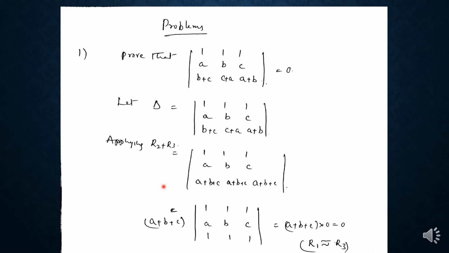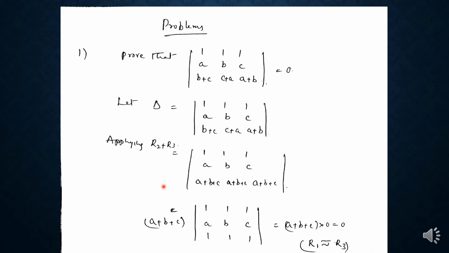Fifth property is, if each element of a row or column is the sum of two or more quantities, then the determinant can be expressed as the sum of two or more determinants. So we have seen that example: a1 b1 c1 plus d1, a2 b2 c2 plus d2, a3 b3 c3 plus d3 can be written as a1 b1 c1, a2 b2 c2, a3 b3 c3 plus a1 b1 d1, a2 b2 d2, a3 b3 d3. So these are the properties.